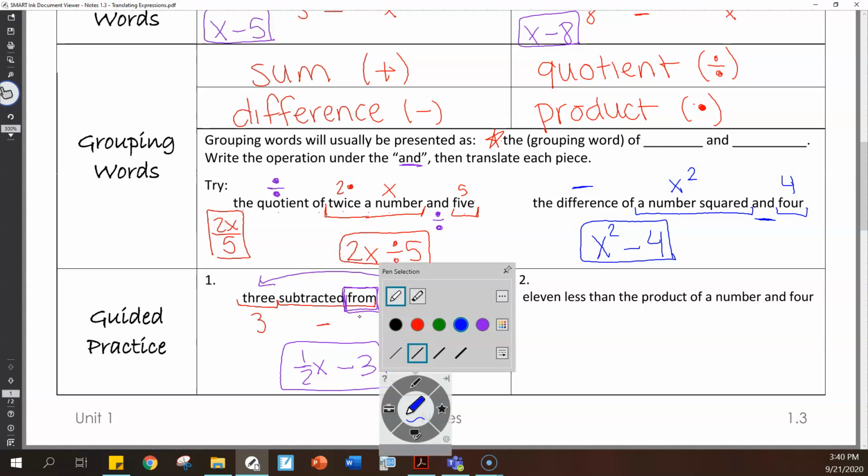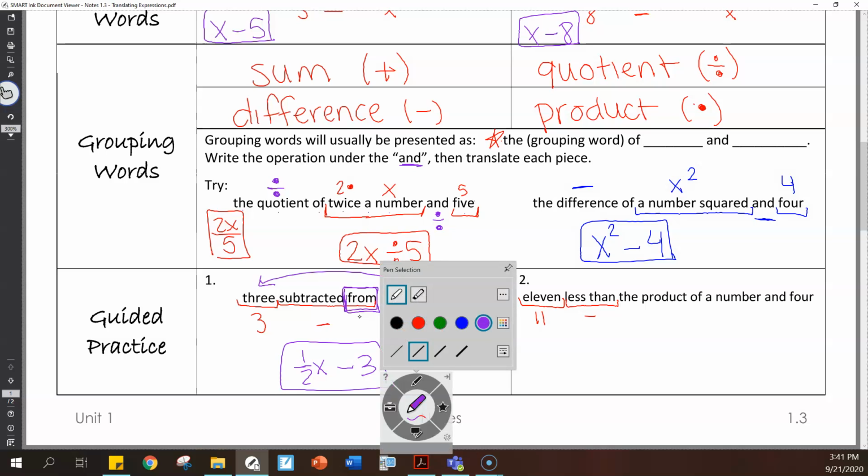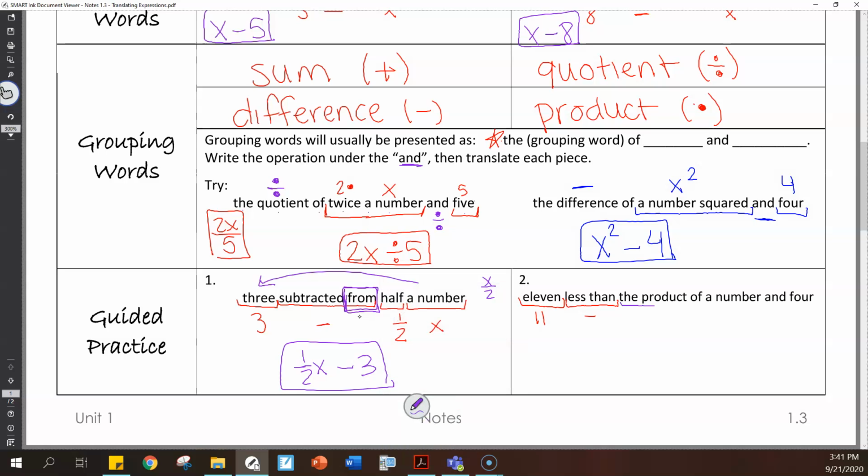Now, number 2 is a little tricky because we start to bring in those grouping words. So I'm going to pick the things that I have. So I've got 11. Less than, that's going to tell me to subtract. The product of, so here's a grouping word. The product of tells me to multiply. And I want to make sure that that multiplication is happening at the and.